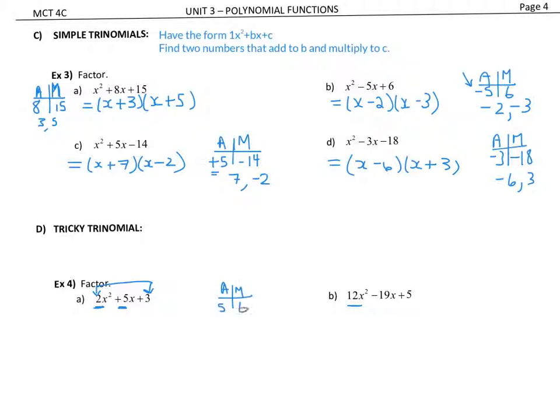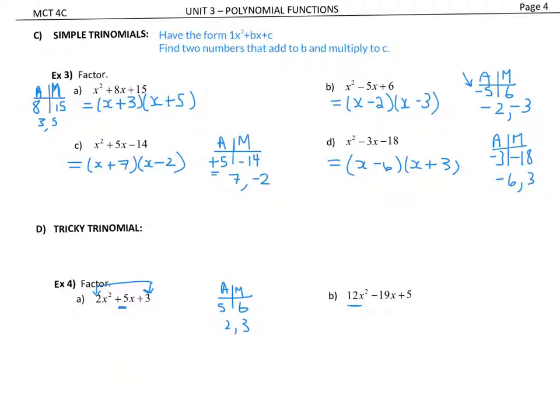Okay, so 5 and 6, I'm thinking 2 and 3, multiply. Now, I can't just go, and I'm going to write this down, but don't you write this down, x plus 2 and x plus 3. If I were to multiply those together, that only gives us a 1x squared, and what we need is a 2x squared. So clearly that's not going to work for us. So we have to use a different process here.